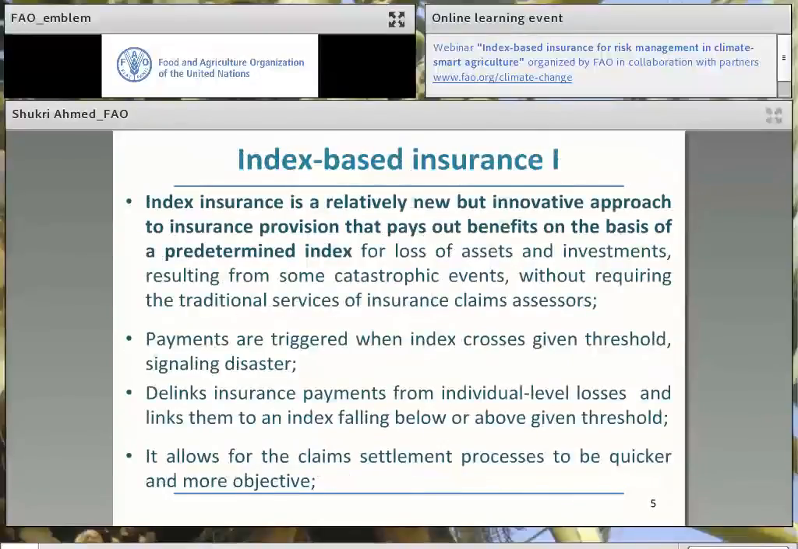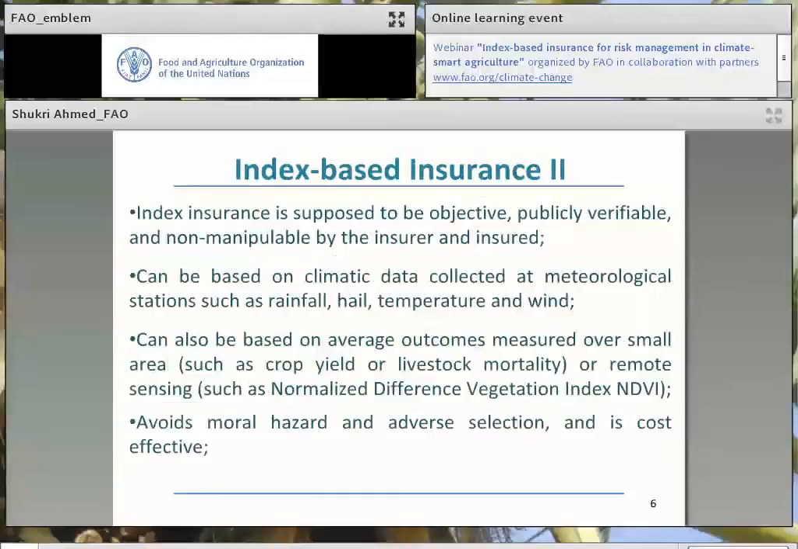So this is where index insurance comes in. It is a relatively new and innovative area, where the insurance pays out benefits on the basis of an index, which usually relates to the loss of either assets or investments from some hazardous event. The payments are triggered when a certain index crosses a given threshold, which signals a disaster. This delinks the insurance payments from individual-level losses, and it doesn't have to go into the process of visiting the farms, which is too costly.